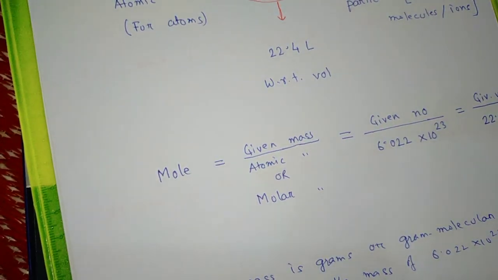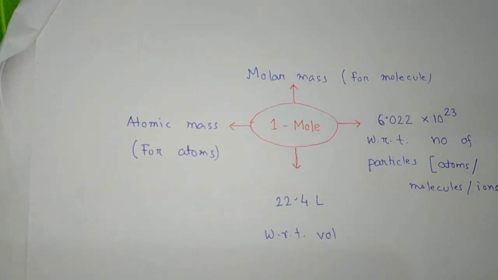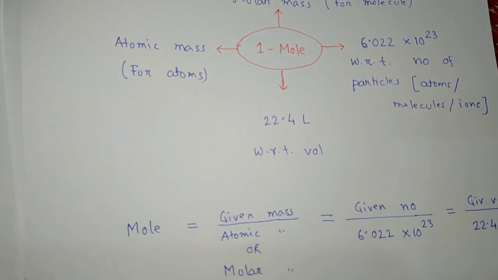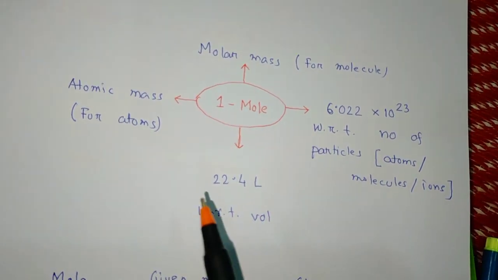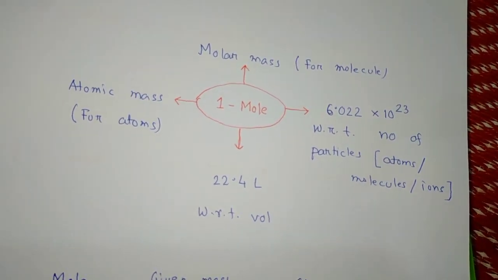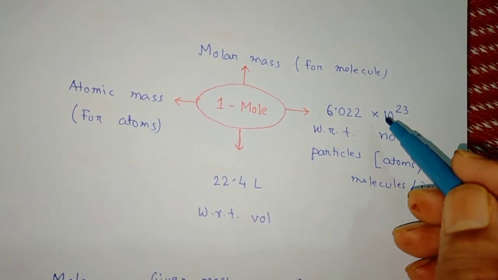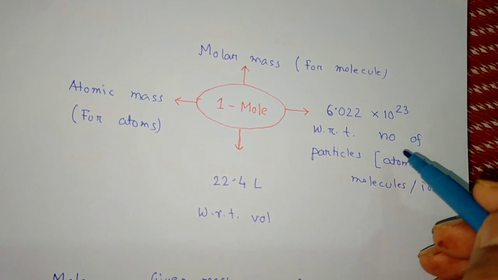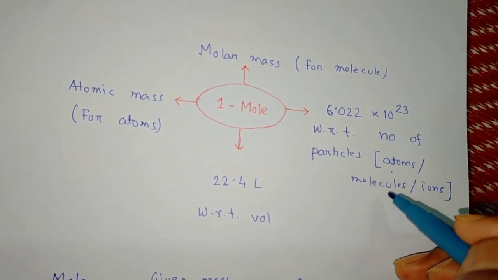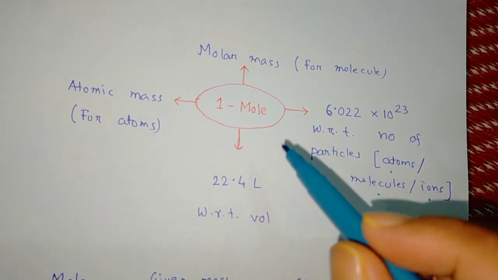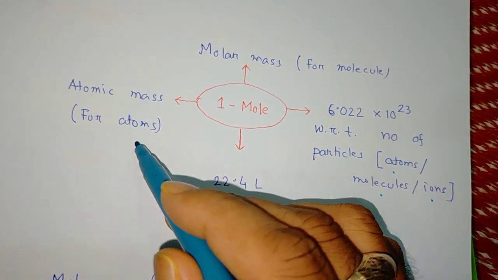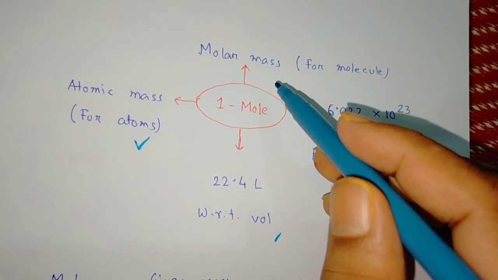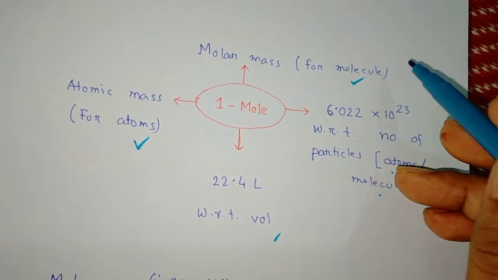The next one, what we are showing, that actually what is there in your book, it is given like that. 1 mole, this is the main body of the mole concept. 1 mole equal to 6.0 × 10^23 with respect to number of particles, whether it is atoms, molecules or ions. 1 mole equal to 22.4 liter with respect to volume. 1 mole equal to atomic mass if you have atoms. 1 mole equal to molar mass, means molecular mass, if you have molecule.